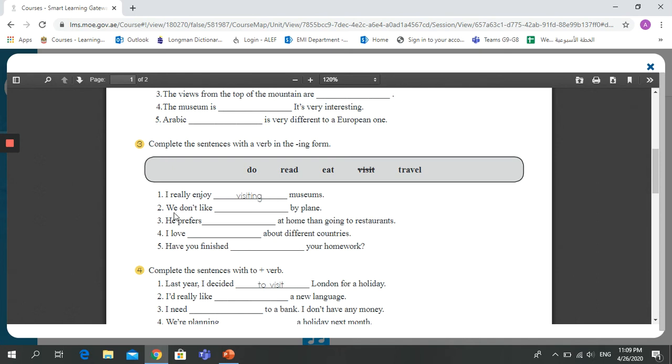Number 2: We don't like by plane. So what do you think is the correct verb? Doing, reading, eating, or traveling? Very good. It's traveling. So we don't like traveling by plane. So we can write here the word traveling.